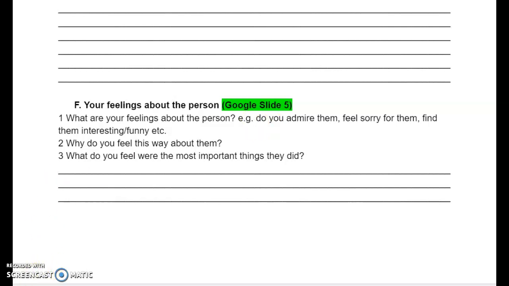Don't forget, once you fill this out, you need to then put it all into the Google Slides and create a very visual and creative presentation. Don't forget to add pictures and creativity to your Google Slides.